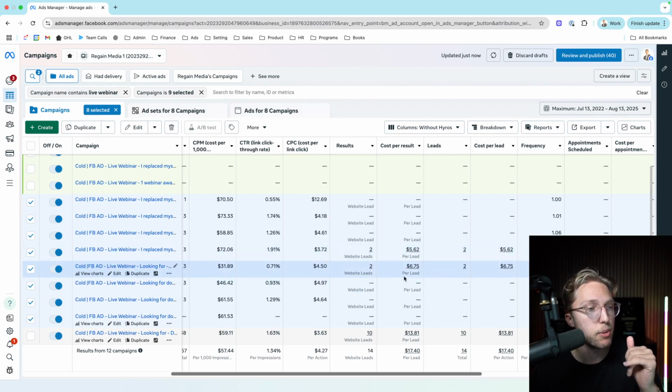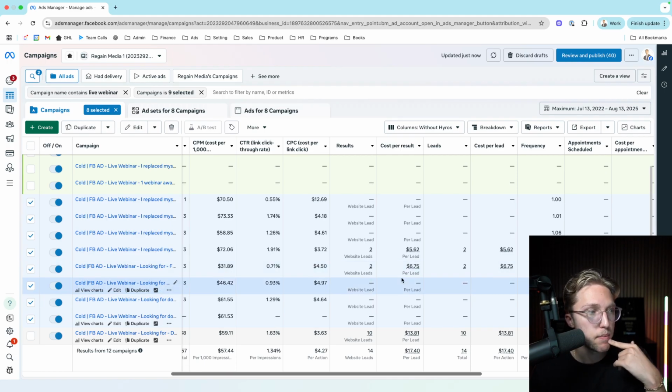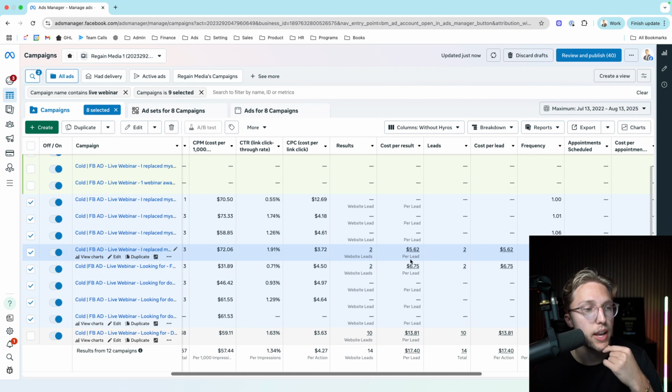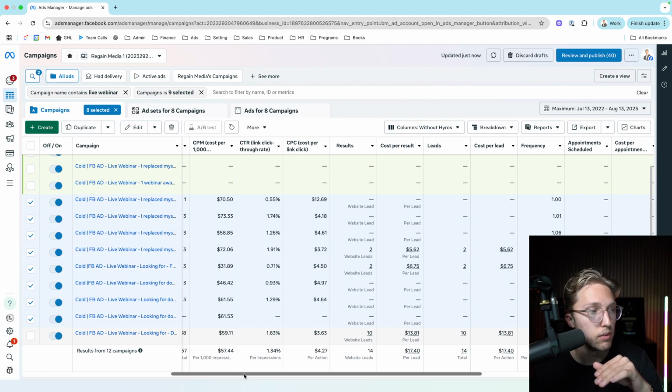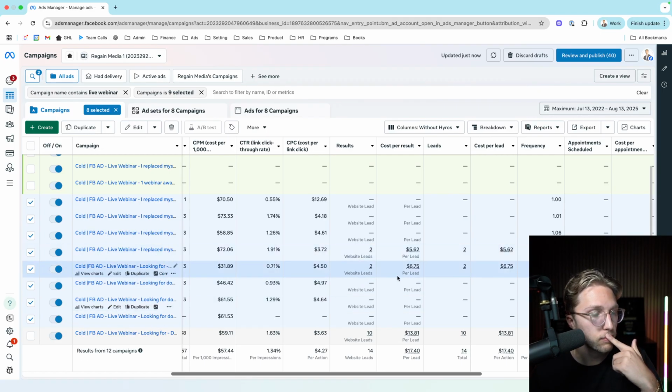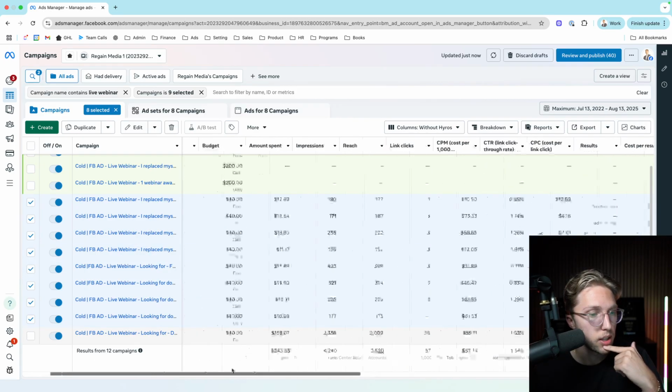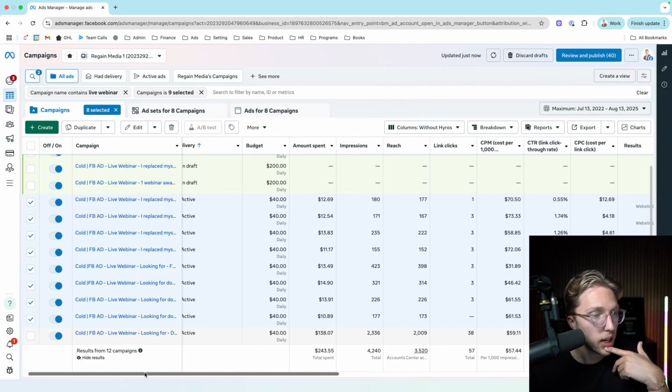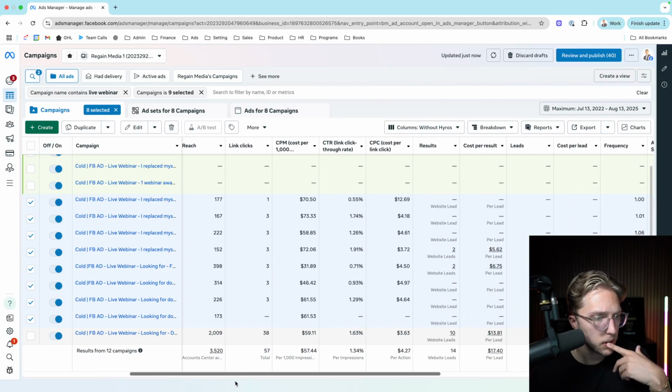I'm gonna keep them running, maybe for another, say, 4-6 hours, and if they maintain this cost per lead of sub $6 or $7, I'm gonna just directly scale those. Literally, I could spend say $1,000 on those per day. So okay, let me look at the last one here.